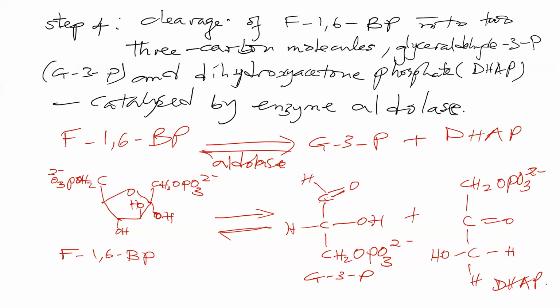So we're on step number 5. We've looked at step number 4, which is basically the cleavage of fructose 1,6-bisphosphate into two 3-carbon molecules, which are glyceraldehyde 3-phosphate and dihydroxyacetone phosphate. The breakdown of fructose 1,6-bisphosphate is catalyzed by the enzyme aldolase. So let's go to step number 5.